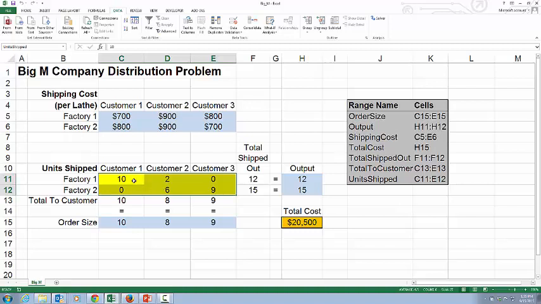So the solution that I'm showing you right here suggests that factory 1 should supply all 10 of the lathes that are requested by customer 1. Furthermore, factory 2 should supply all 9 lathes to customer 3. And you'll notice customer 2 actually gets 2 lathes from factory 1 and 6 lathes from factory 2. In other words, it's not all just coming from one factory. But this solution represents the optimal assignment of these quantities to the respective plants.